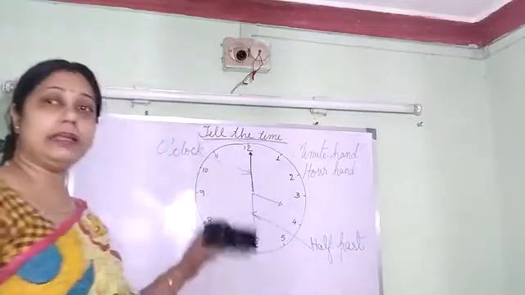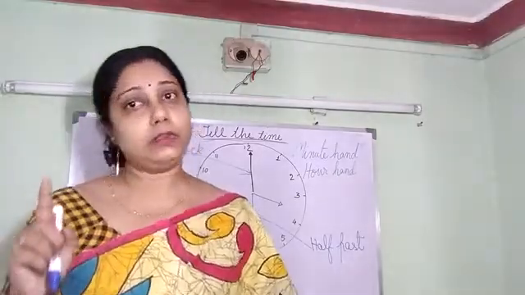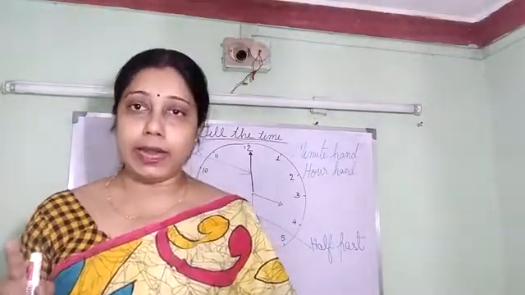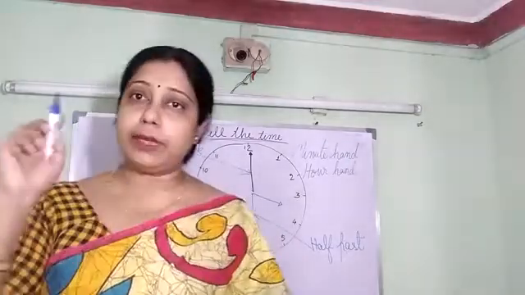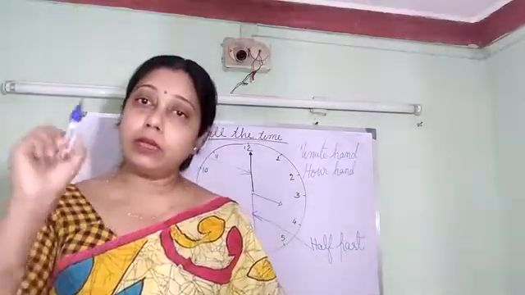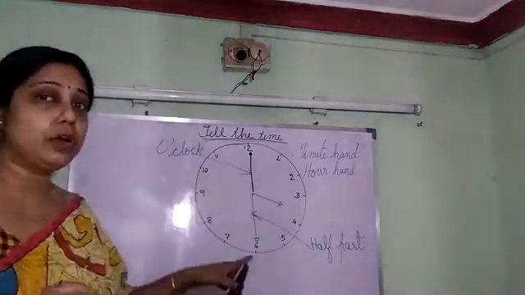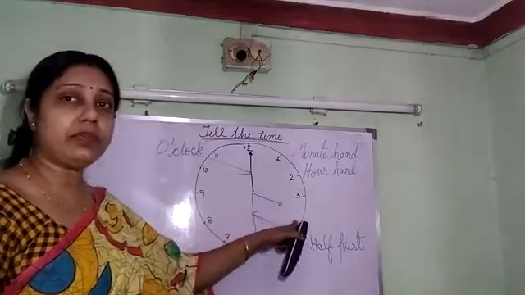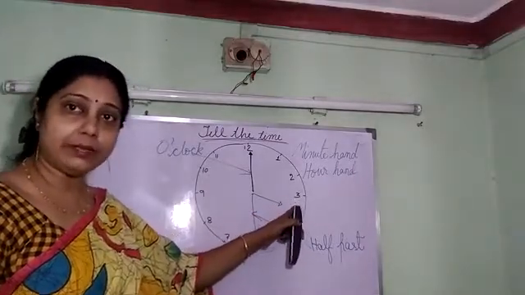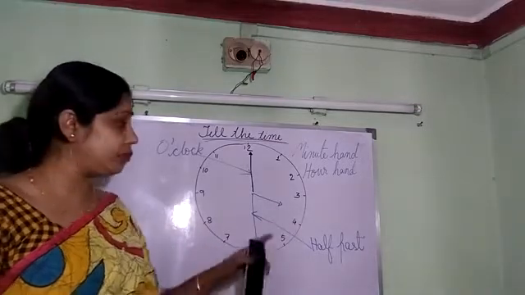So, from here we can learn two things. If the long hand is at 12, it is o'clock. And if the long hand is at 6, it is half past. Whenever the long hand is at 12, the short hand will be on any one number. And if the long hand is at 6, the short hand will be between two numbers. That means it is between 3 and 4. It has left 3 and it is going towards 4. That is, it is half past 3.